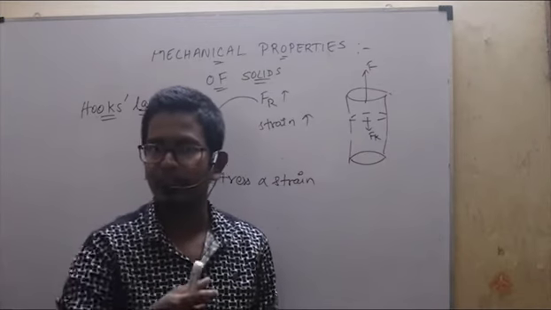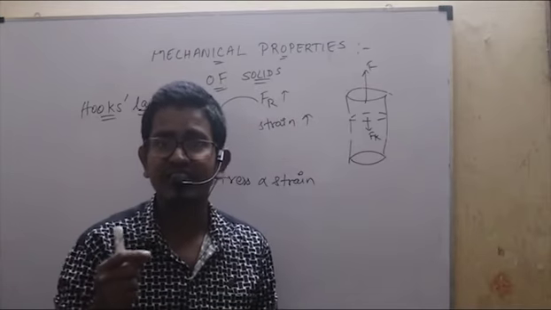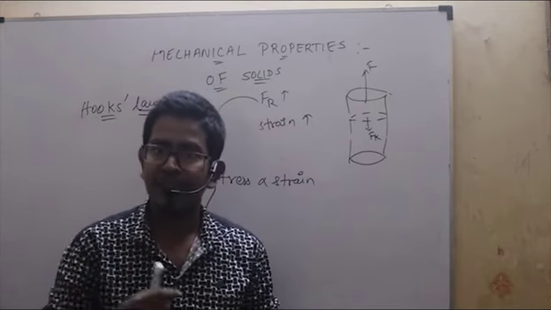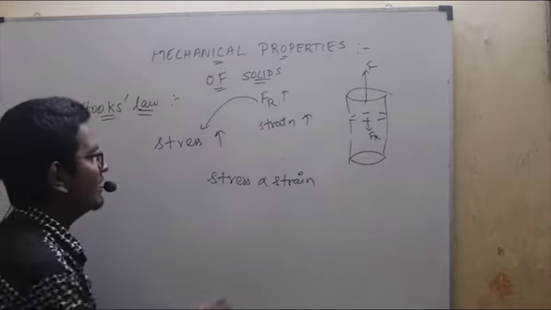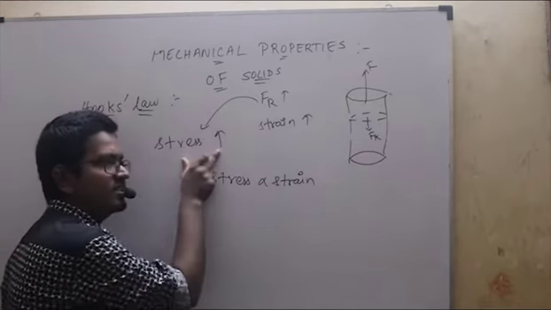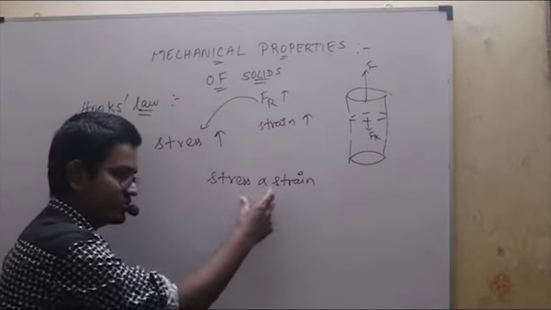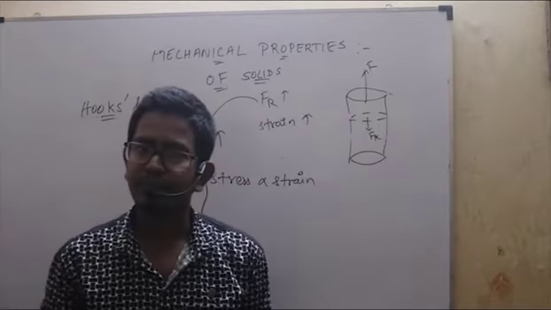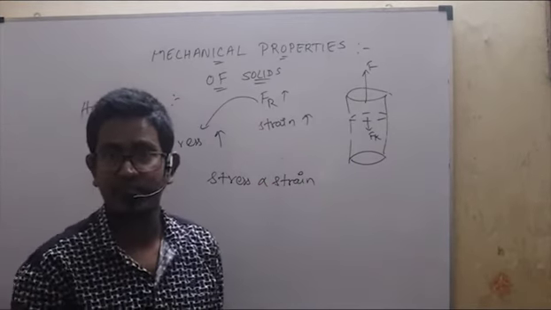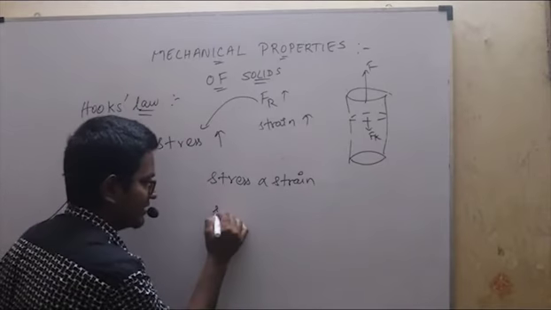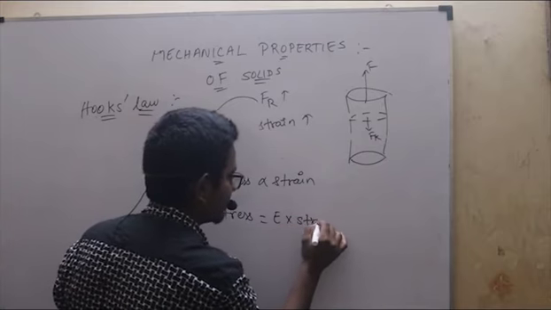So as I showed in the example of the rubber, as I increase my deforming force, you can see the change in size increases as the deforming force increases, right? That is why I said as the stress increases, strain increases simultaneously. That is why I said stress is directly proportional to strain. To remove this proportionality, we have to write a proportionality constant, and here the proportionality constant is E. Stress is equal to E into strain.